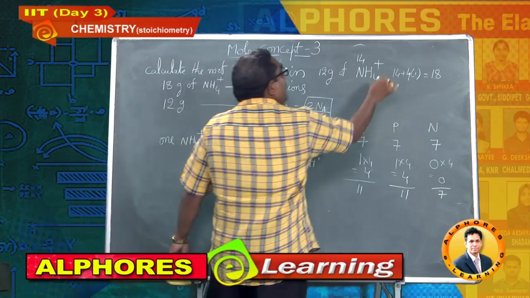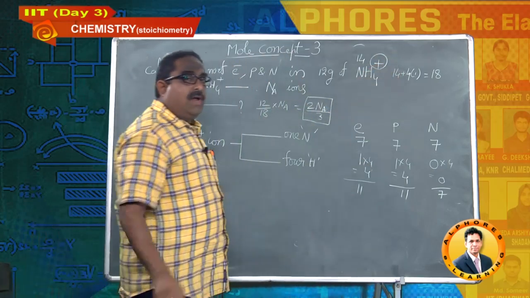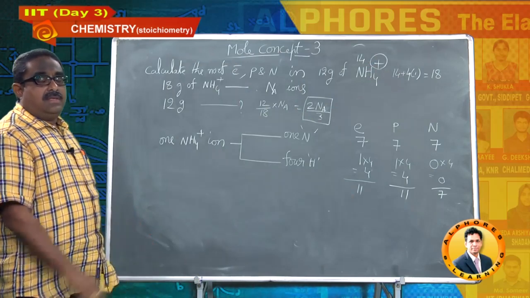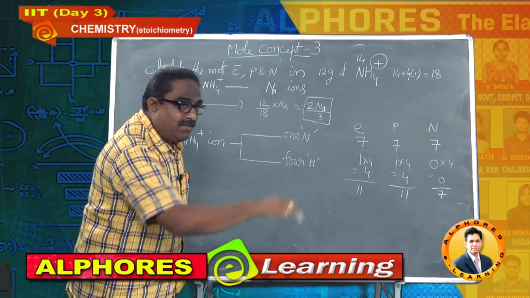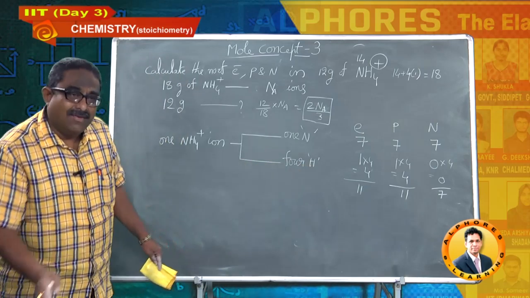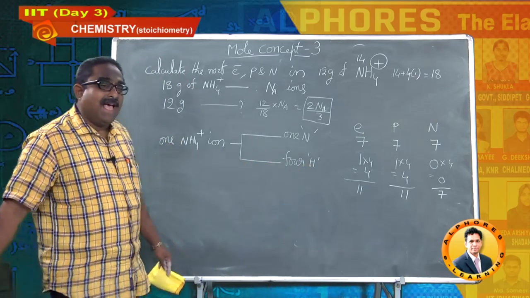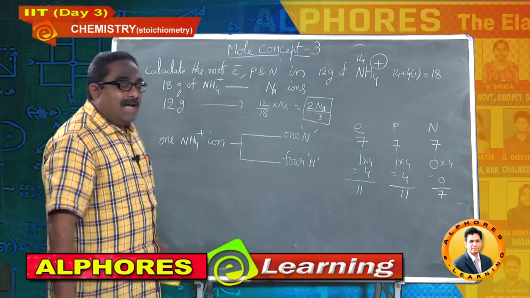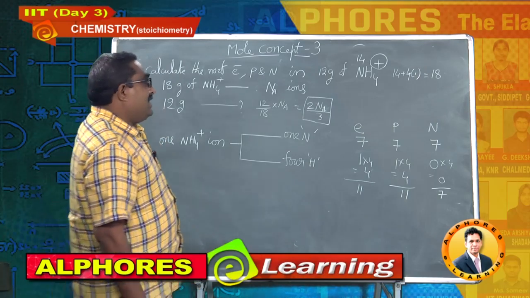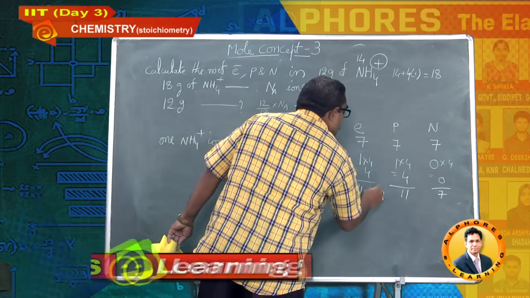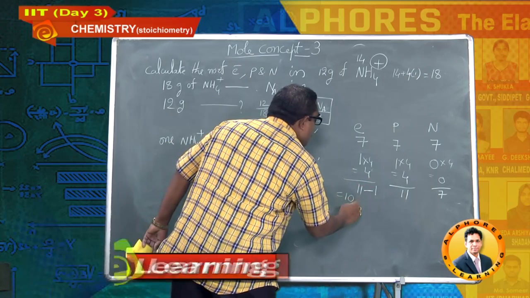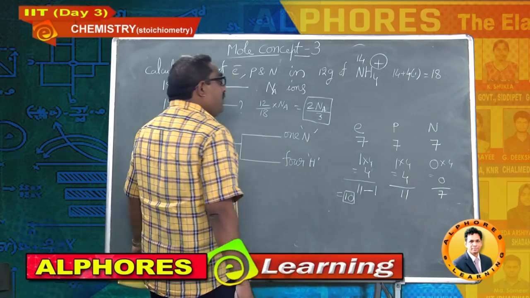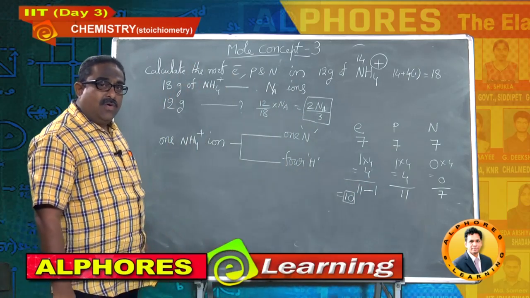Because there is one positive charge of 1 unit, plus 1. I have already told you: negative means addition of electrons, positive means loss of electrons. One positive charge is there, so that species has already lost 1 electron. So you have to subtract 1 from 11, and finally you should go for the number of electrons as 10 only.